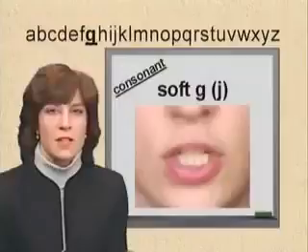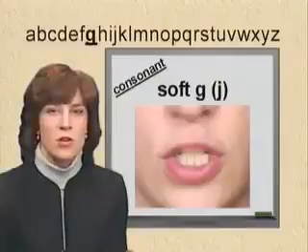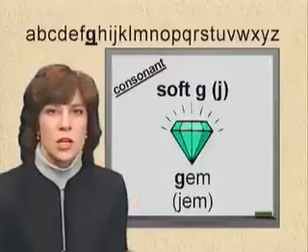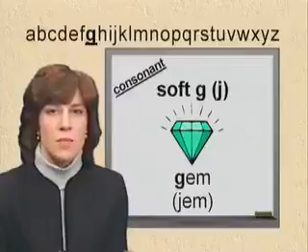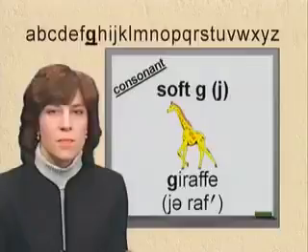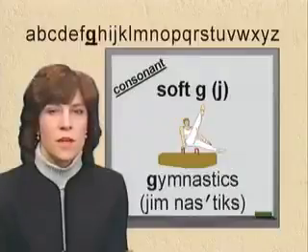Soft G. G. The soft G sound is made by opening the mouth and pushing the lips outward. The teeth are shown clenched together. The tip of the tongue touches the top of the mouth. G. Gem. Giraffe. Gymnastics.